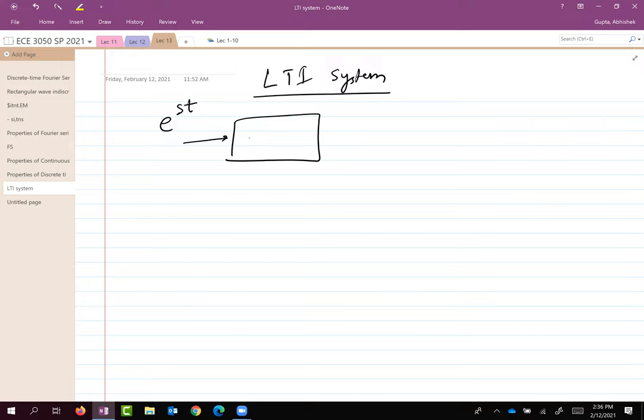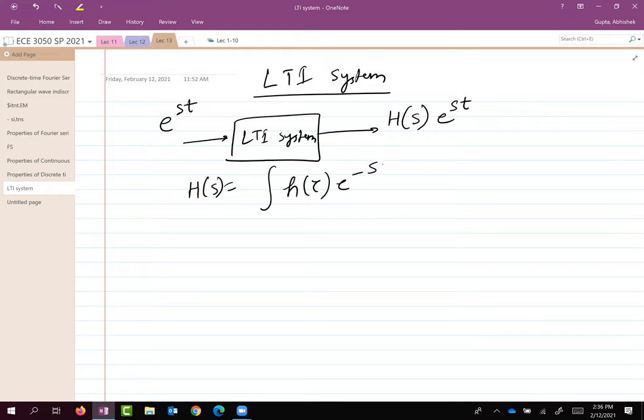I have an LTI system. The output is H(s) multiplied by e raised to st, where H(s) is given by the integral of h(tau) e raised to minus s tau d tau from minus infinity to infinity, where h is the impulse response. I think this derivation was done in lecture 8 or 9.